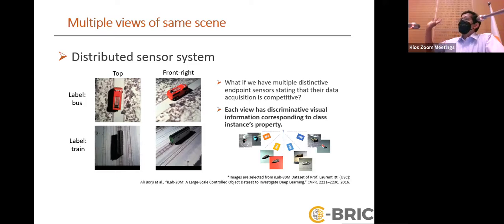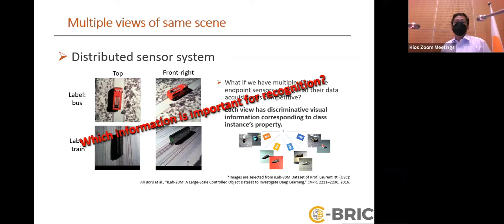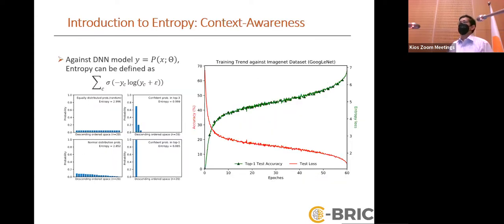But if I use all those views, it's consuming bandwidth, and it's consuming power at each one of these sensors. So one of the first explorations that we did was to try and answer the question: which information is important for recognition? That's a challenging task, right? If I knew which information is important, then I could turn off other aspects of it.